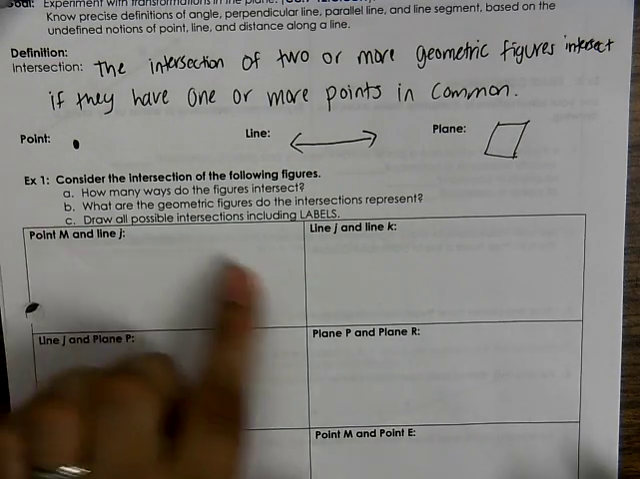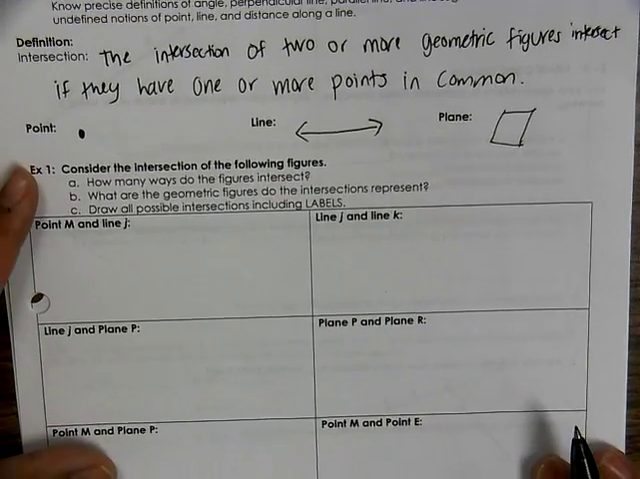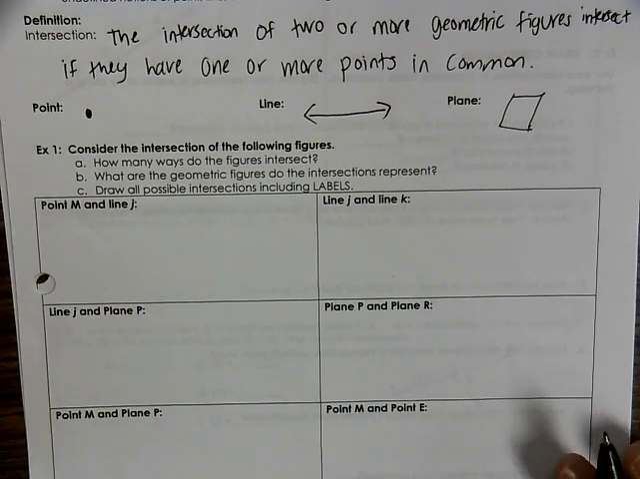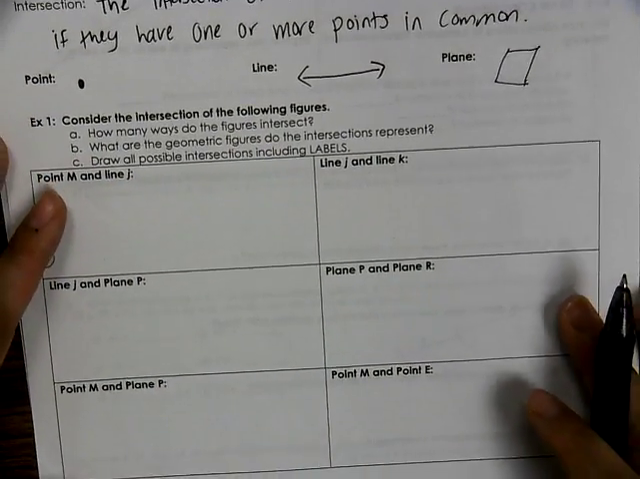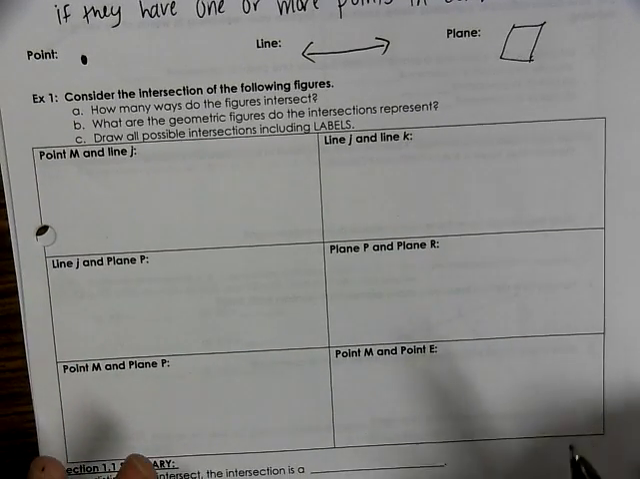Then we're going to draw all the possible intersections. That's going to be the hardest part, to do these sketches, including labels, so that it tells us what we're talking about here, points and lines. This is what homework will look like too, and the best way to practice with this is, of course, just doing as many sketches as you can.